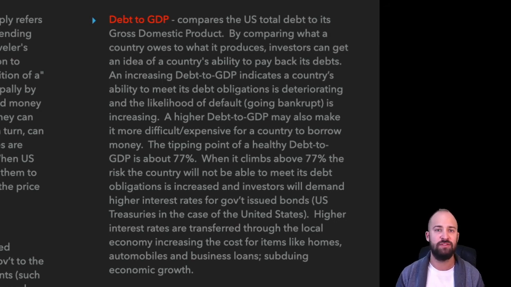Now, that's a rough general rule of thumb. With a debt to GDP ratio rising above 77%, investors will become more and more nervous about a country's ability to pay down its debts long term. So investors are inclined to demand higher interest rates, higher rates of return, because of the perception of increased risk when purchasing government issued bonds.